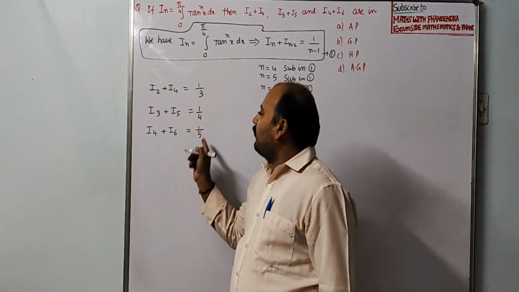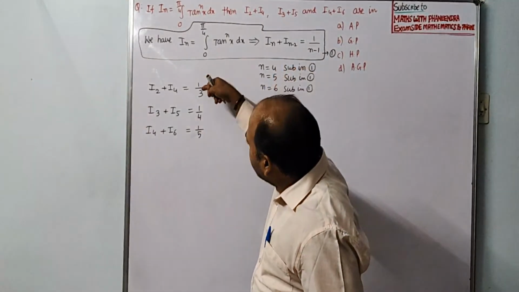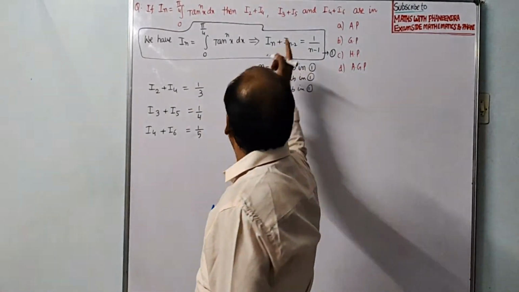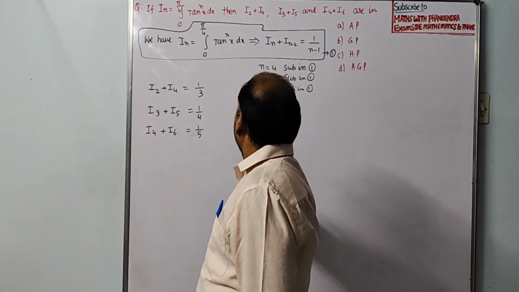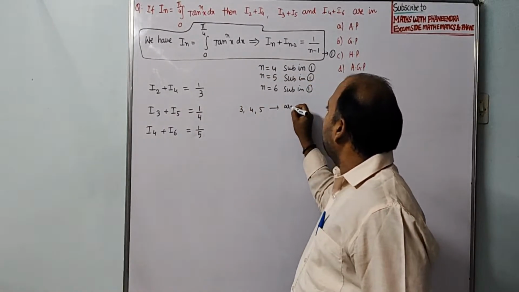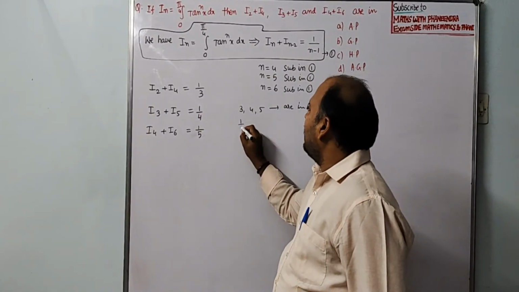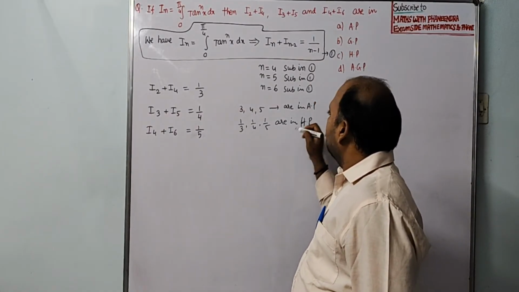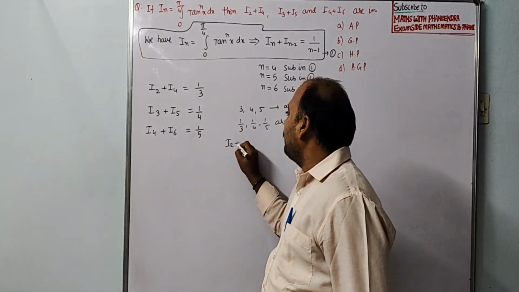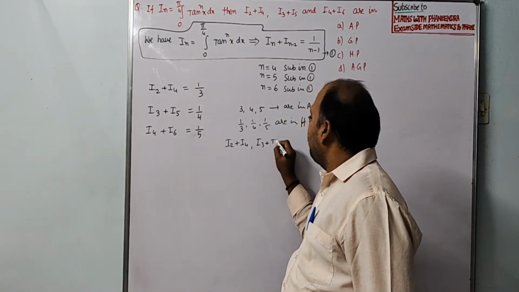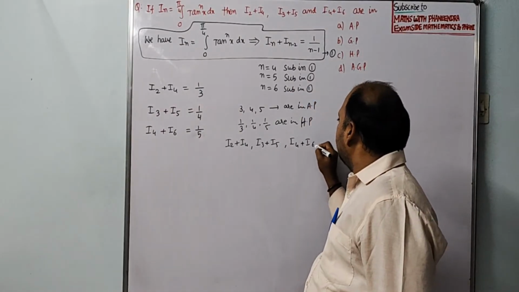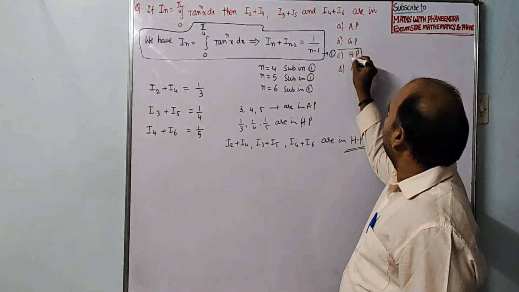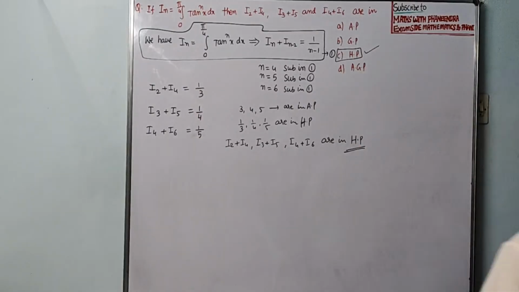3, 4, 5 are in AP. So, whenever it is reciprocal, obviously, AP reciprocal terms are in what? HP, harmonic progression. Therefore, 3, 4, 5 are in AP, and 1 by 3, 1 by 4, 1 by 5 are in harmonic progression. That means I2 plus I4, I3 plus I5, I4 plus I6 are in harmonic progression. So our answer is the third option, dear students. I hope you understand. We'll move on to another question.